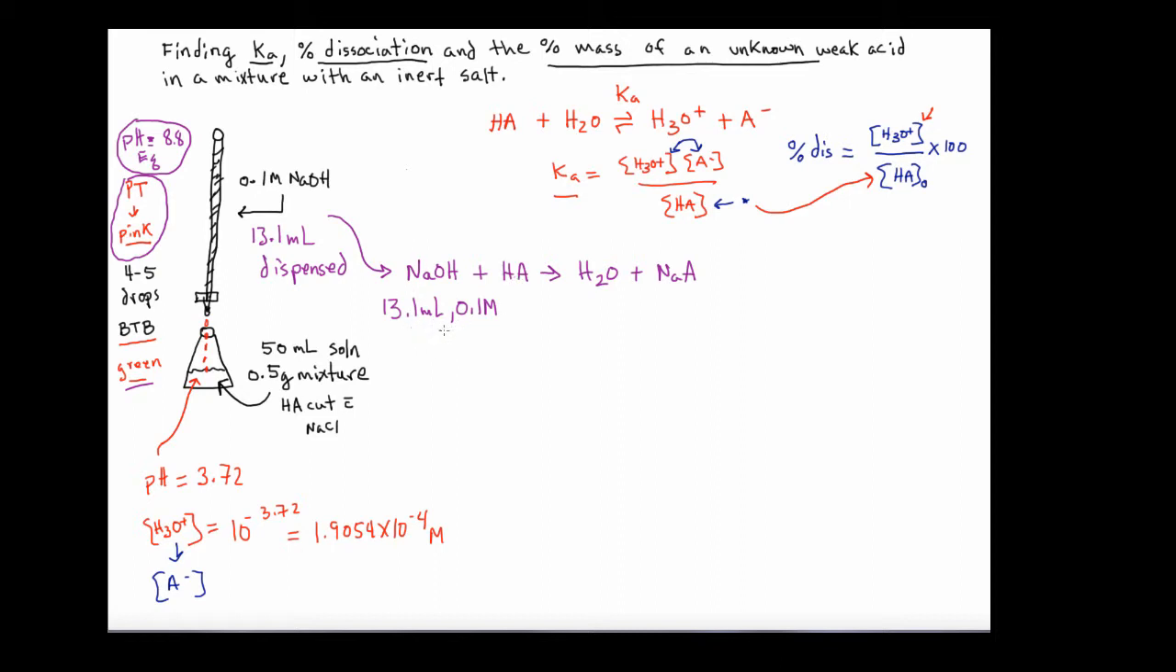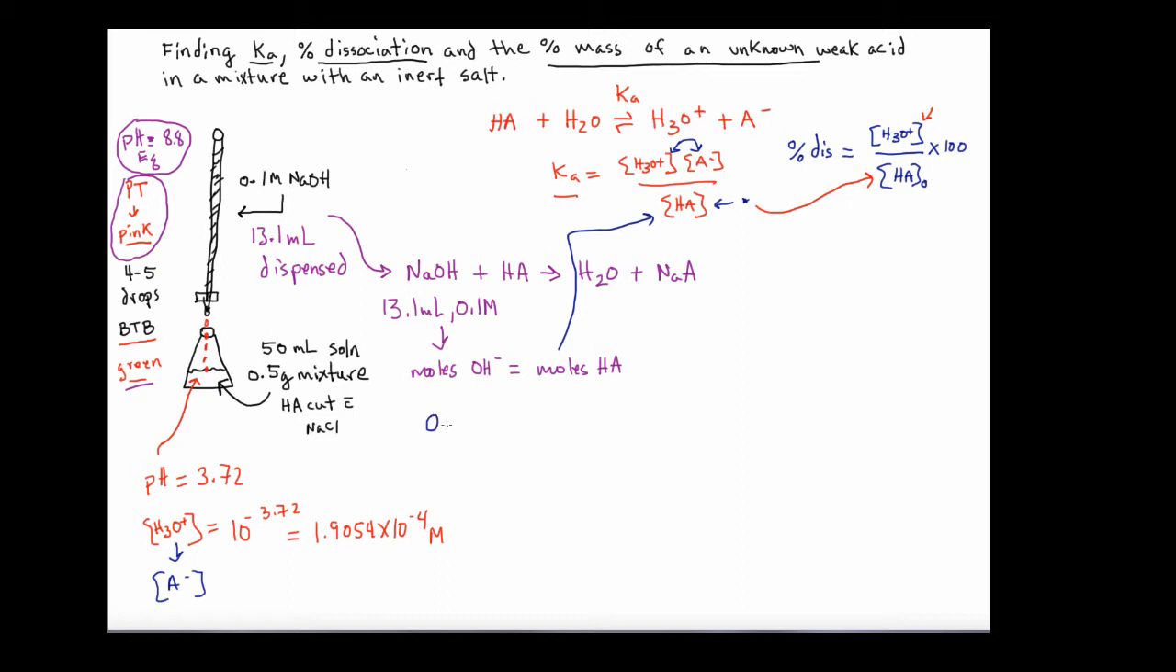So that means that this value here represents the moles of hydroxide, or NaOH, which is going to equal the moles of HA. And that's literally one step away from knowing the molarity of HA, which is going to give us this term right here. So let's go ahead and get the job done.